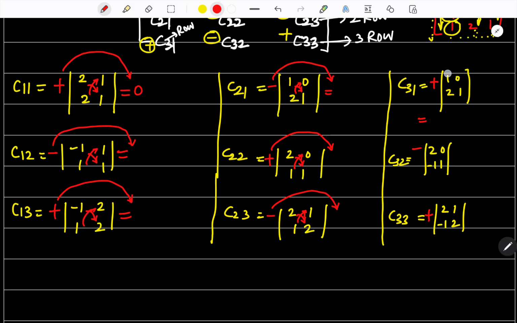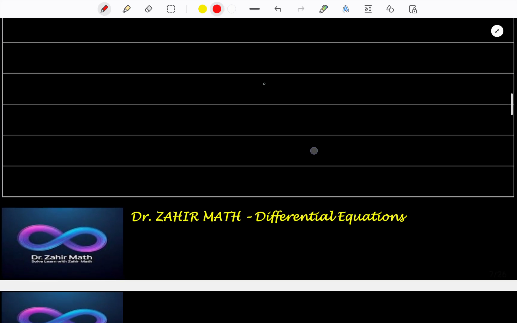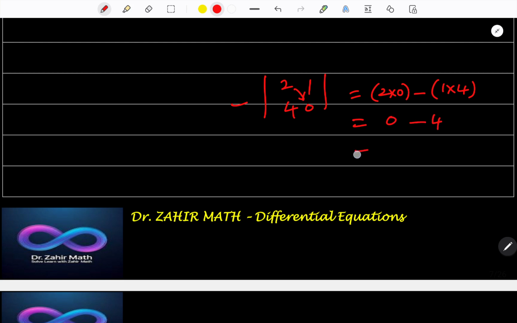Similarly here, 1 into 1 minus 2 into 0. After that, take this symbol also. 2 into 1 minus 1 into 0. After that, take this symbol also. 2 times 2 minus 1 into 1. After that, take this symbol also. Don't forget. What is the meaning of take the symbol? For example, if it is 2, 1, 4, 0, that is a minus: 2 times 0 minus 1 times 4, which means 0 minus 4. After that, take this minus. So minus of minus 4 is plus 4. So this is the idea of this one.